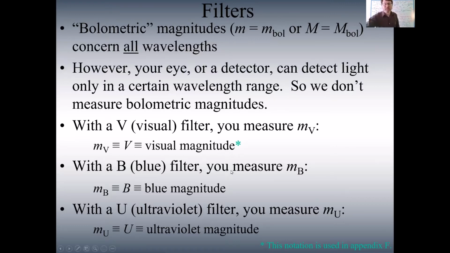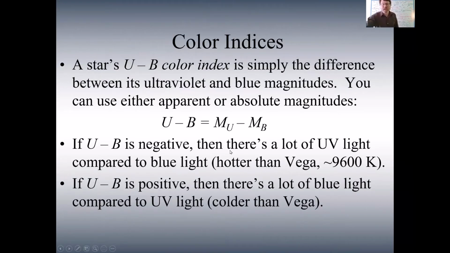Now, if we take a difference between two apparent magnitudes, you get what's called a color index. So let's just say what the color index is mathematically at first, and then let's start to think about what it means and what it tells us.